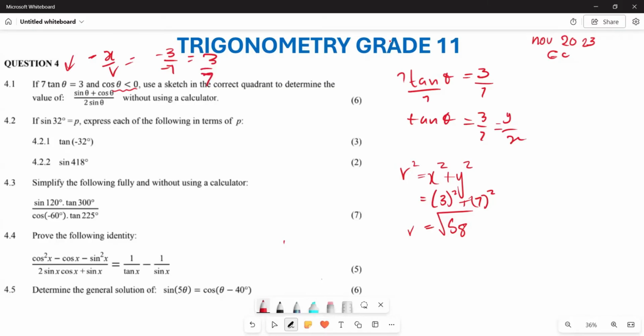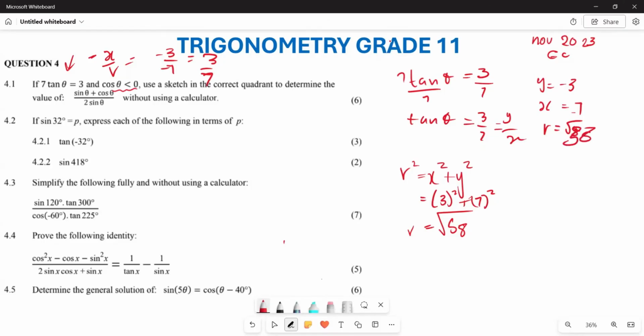So which means your values of x, y, and r are the same as what? Your value of x is negative 3, and your value of y is negative 7 altogether. Or rather, this is the opposite. The value of your x is negative 7, and your y is negative 3. Your r is going to be the square root of 58.